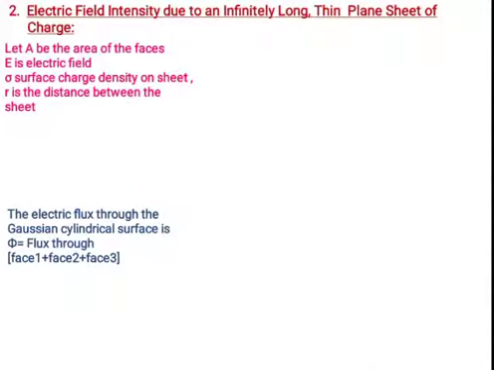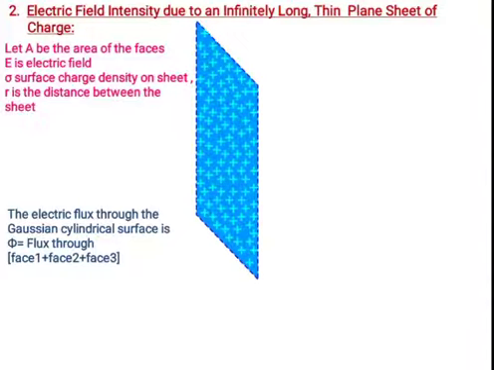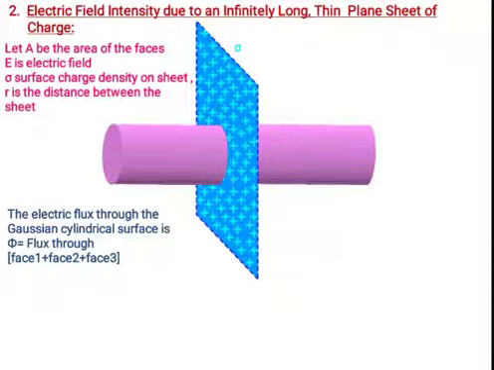Next, second application: electric field intensity due to an infinitely long thin plane sheet. Suppose we consider a thin plane sheet here which is positively charged. Again, same imagination, but instead of a wire we are considering the plane sheet. Again we assume a Gaussian surface, an imaginary surface. This is one face which has radius R. Similarly, this is another face, and the radius is again R.